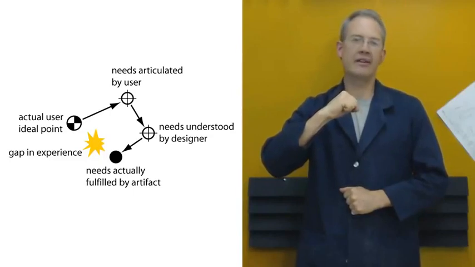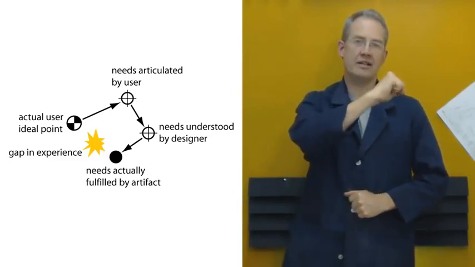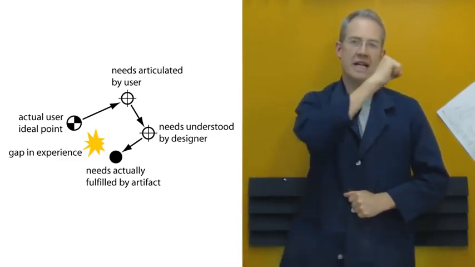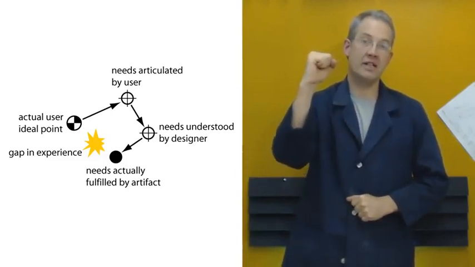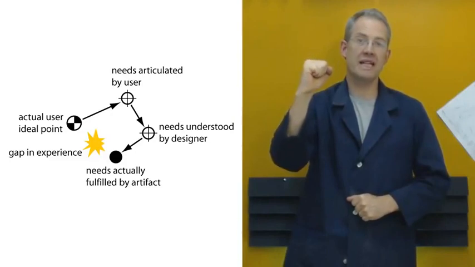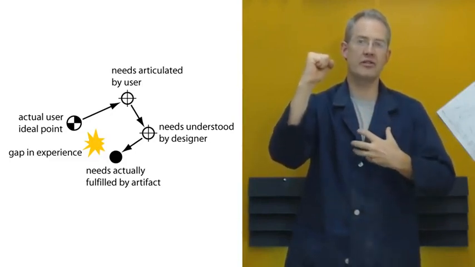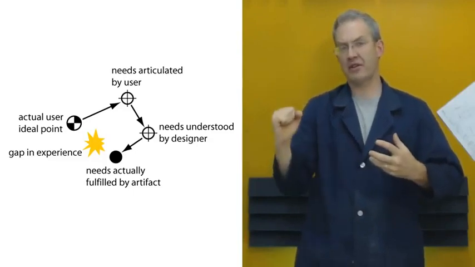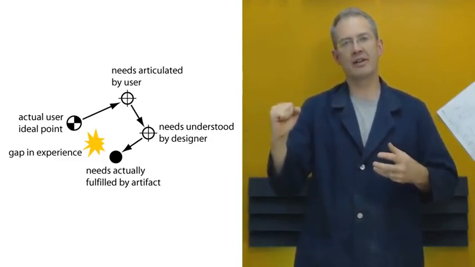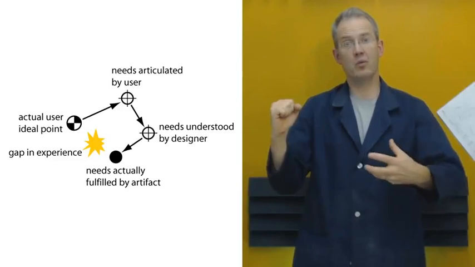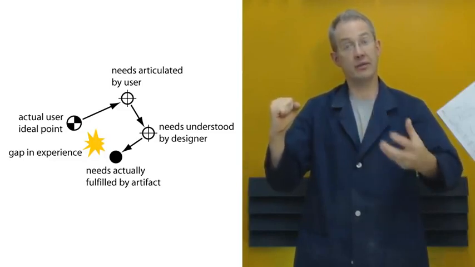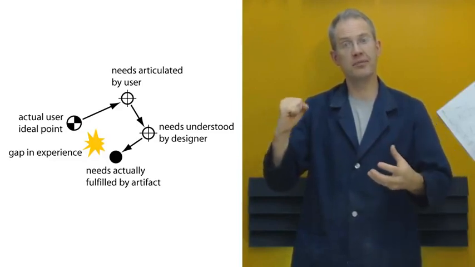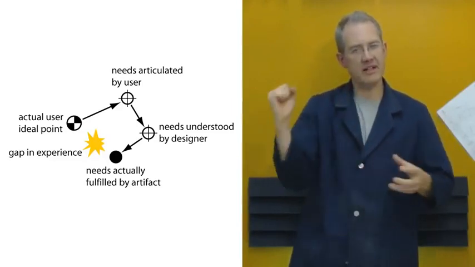But you also have what they said their ideal point was, that is their needs as articulated by them. And then you have, and it's often different from those other two, the needs as you heard them as a designer, that is what you understood the user's needs to be. And then furthermore, there's the question of what you actually delivered. To what extent does the artifact that you actually delivered meet the needs that you thought it would? And every one of those is a little bit different.